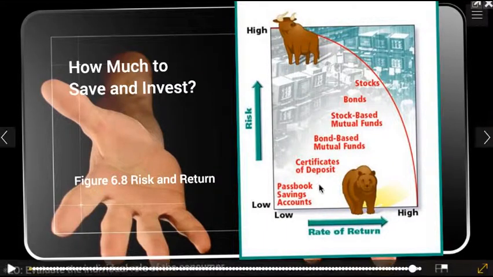But once again, as it moves along this trajectory, the further out you get, yes, you have a greater risk and a greater rate of return. So you always have to balance those elements, risk versus reward.